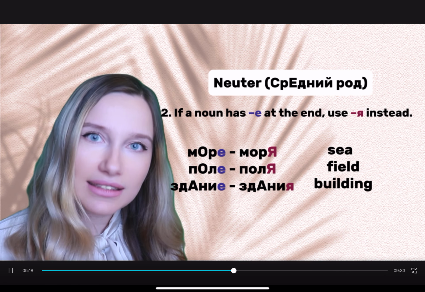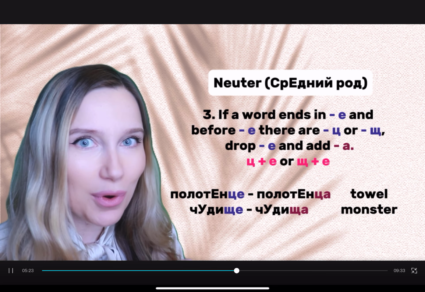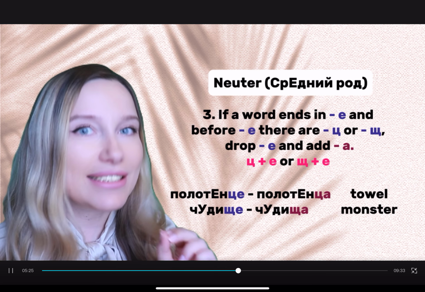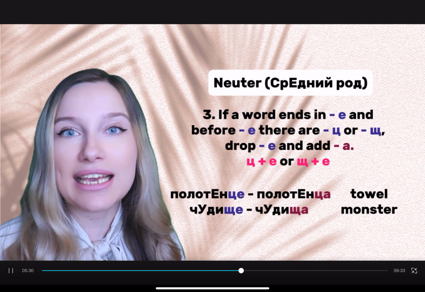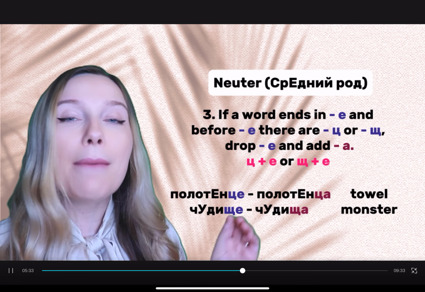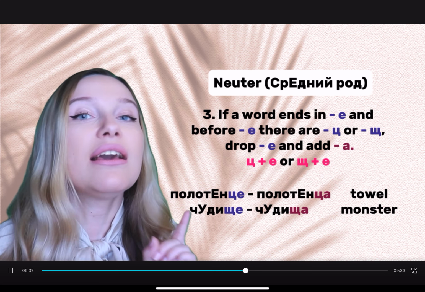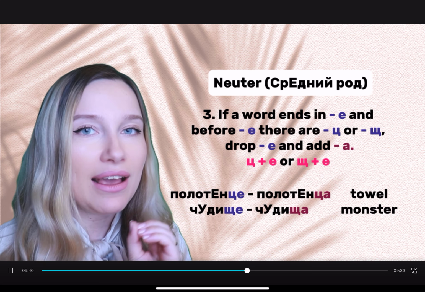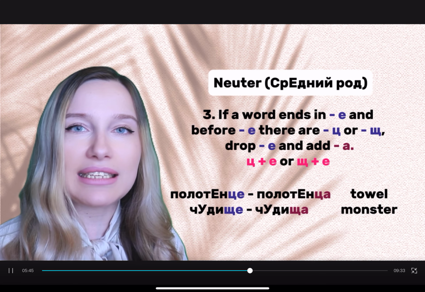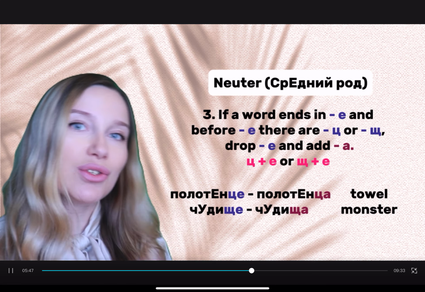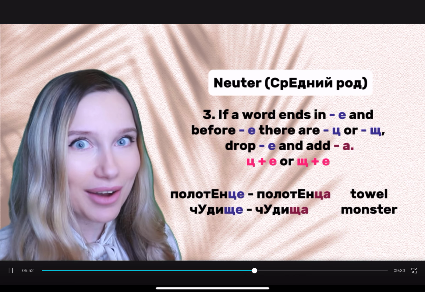Здание, здания. If a word ends in Е, and before this letter Е there are Ц or Щ, just drop this Е and add the ending А. For example, полотенце, полотенца. As you can see, the word полотенце ends in the letter Е, and before this Е we have the letter Ц. It means that we should drop the last Е and change it to А.